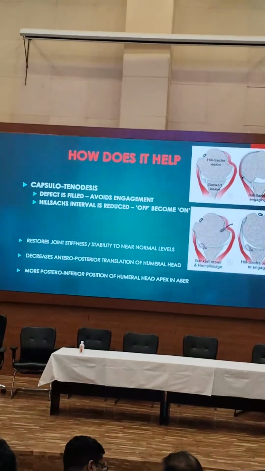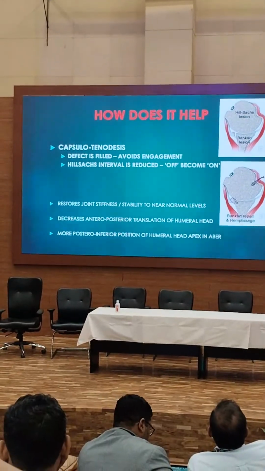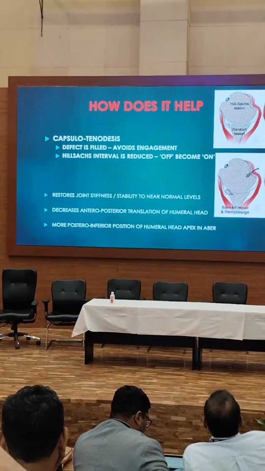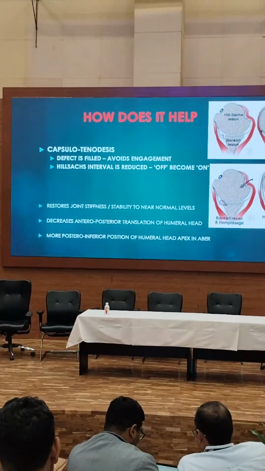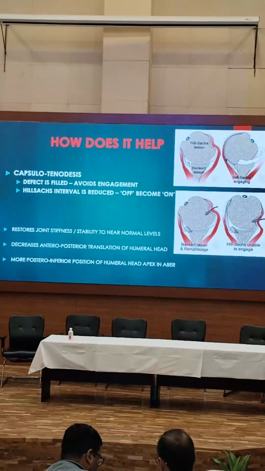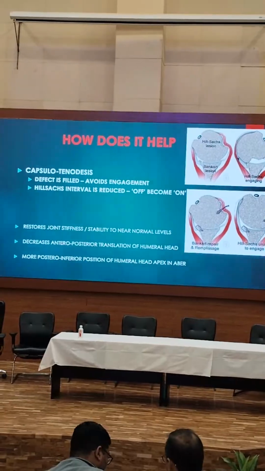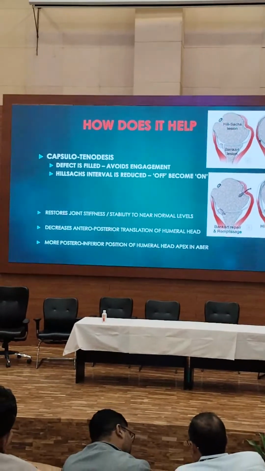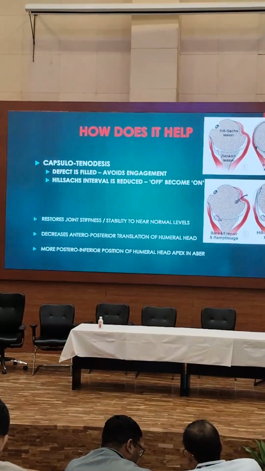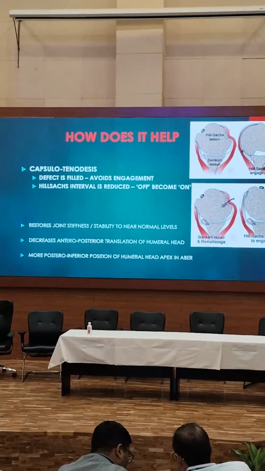Once this procedure is done, it usually restores the stability of the shoulder joint to normal levels, and it also significantly reduces the anteroposterior translation of the humeral head, which can cause the dislocation. Also in the abduction and external rotation position, in a case of instability, the humeral head is generally seen moving towards the anteroinferior part. But after the Remblissage procedure, it moves more to the posteroinferior position, and in that way it avoids the dislocation.